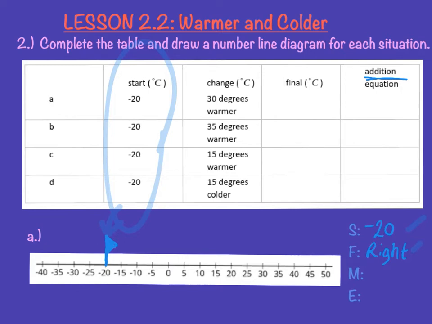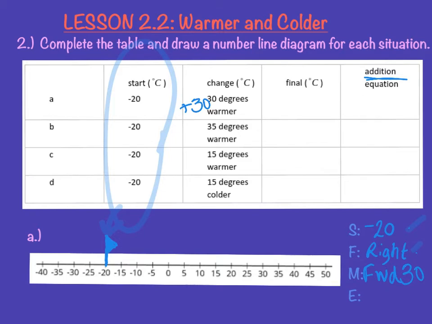Okay. So let's look at this first one. I start at negative 20. I'm facing to the right because I'm adding. I'm going to move. Well, this says 30 degrees warmer. So that's a positive 30. Warmer means I go forward. Positive means I go forward. And in this case, I'm going to go forward 30 places or 30 units.